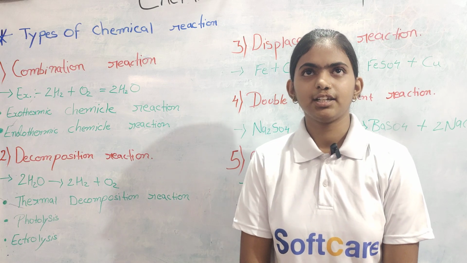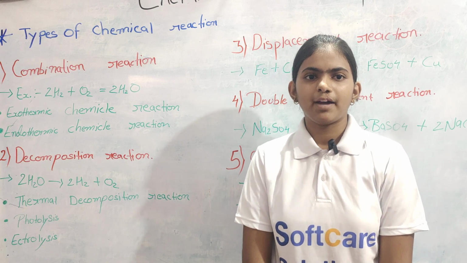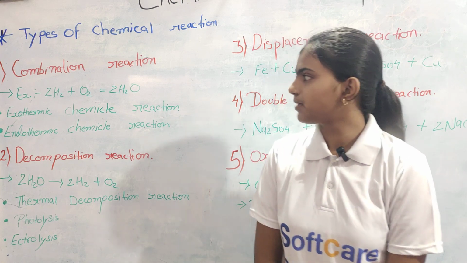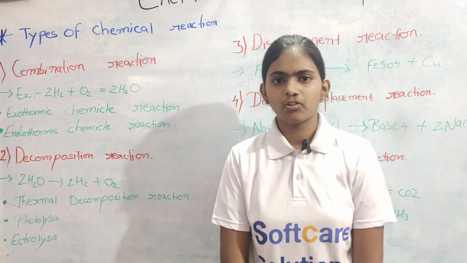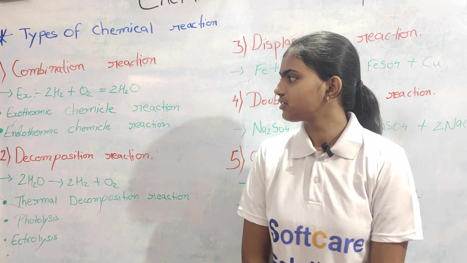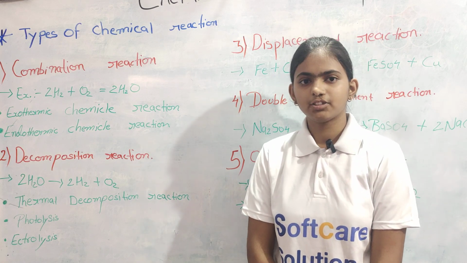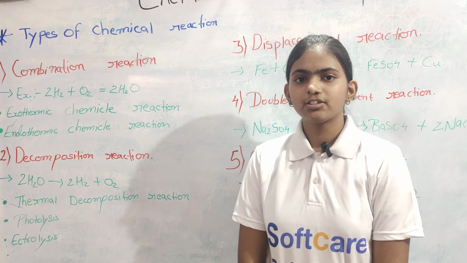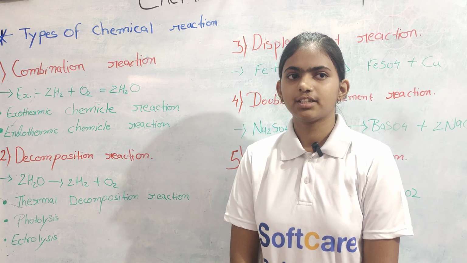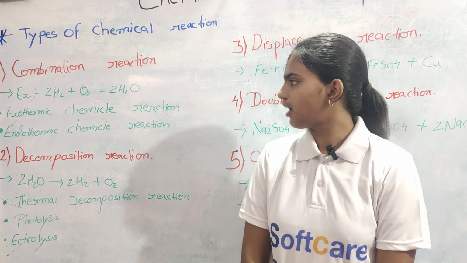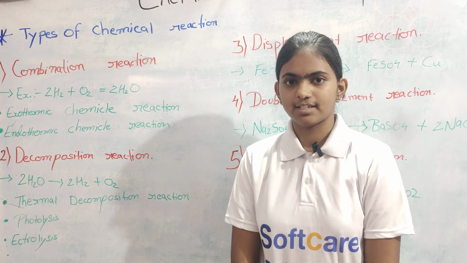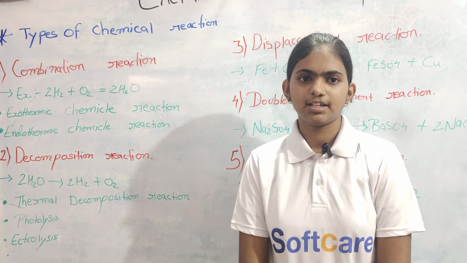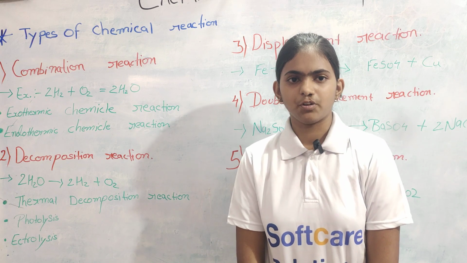First, combination reaction. A combination reaction is a reaction in which 2 or more reactants combine to produce a new single product. For example, the formation of water. There are 2 types of combination reaction: first, exothermic chemical reaction, second, endothermic chemical reaction. An exothermic chemical reaction is a reaction in which heat is released. Example, burning of natural gas. Second, endothermic chemical reaction. An endothermic chemical reaction is a reaction in which energy is absorbed.